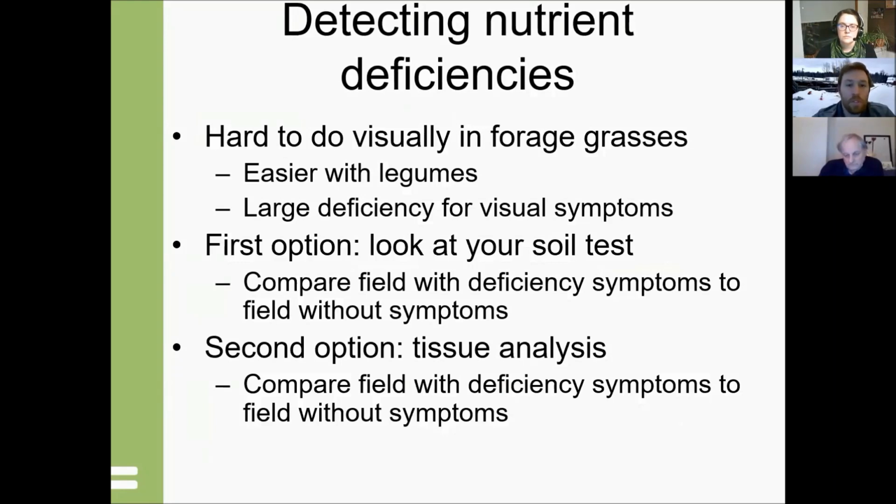So if you do suspect a nutrient deficiency, very first option is to look at your soil test. So if you have a field that you suspect has a nutrient deficiency, you can compare that to another field and see if you see a difference. But a second option is tissue analysis. So you can take samples from areas that look fine and then areas that look like they might have a deficiency, and then you can compare those to help you kind of figure out what's going on.